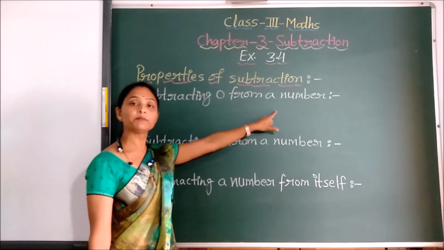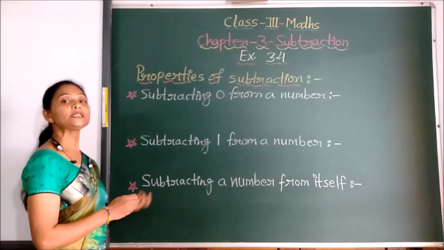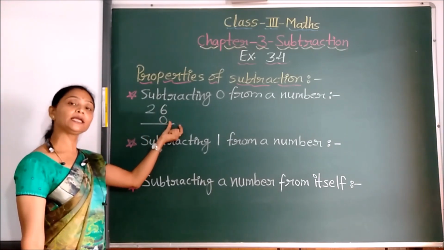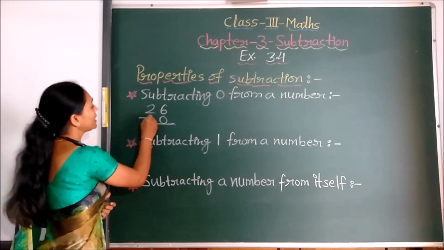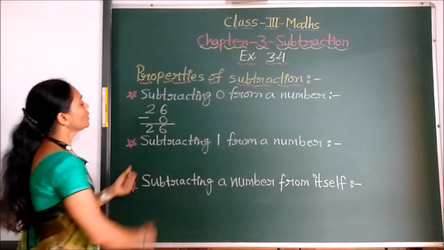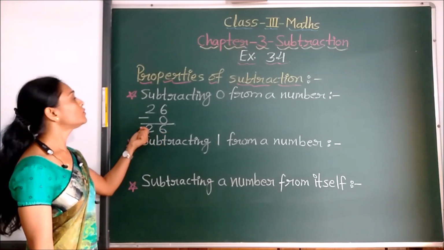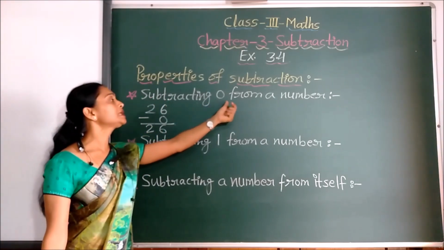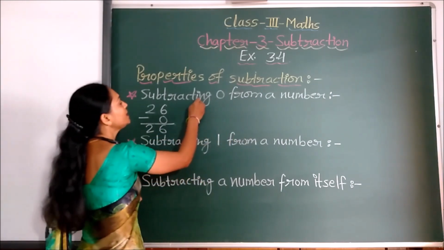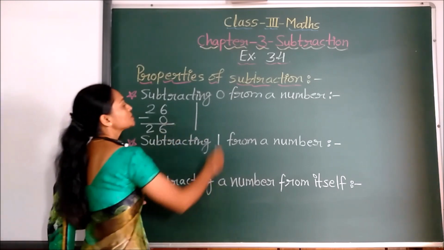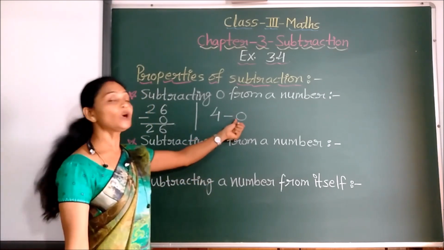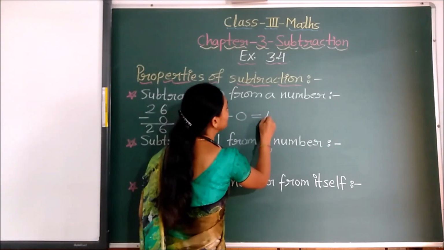Subtracting 0 from a number means if we subtract 0 with any number, then what happens? See, we are having 26 and we are subtracting 0 with this number. Then we get, see, 6 minus 0 it is 6 and 2 will remain 2. Means same number we got. So what happens? See, if you subtract 0 from a number, you are getting the number itself. Yes children, what we are getting? We are getting the number itself. So one more example we can see, if we are subtracting 0 from this 4, then what we will get? We will get 4 itself.